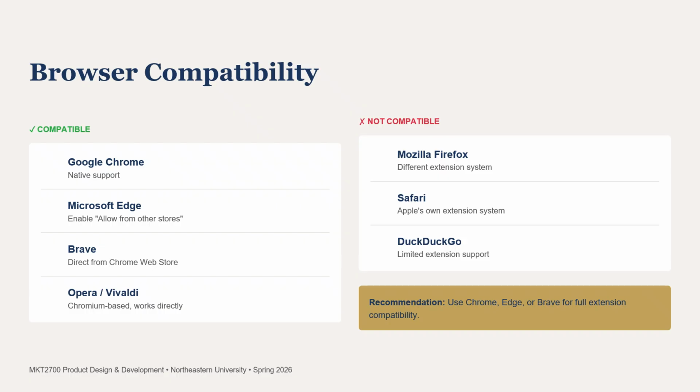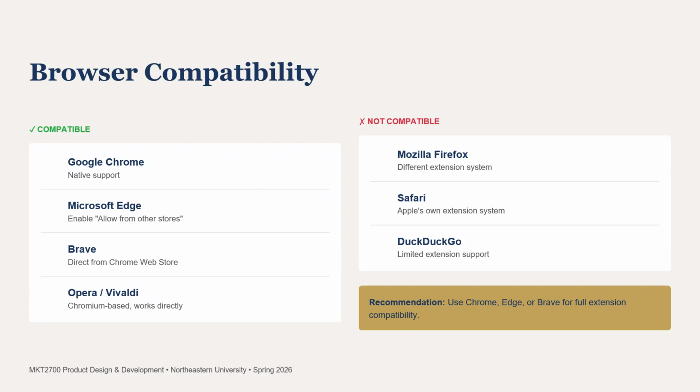Microsoft Edge users, good news. Edge is built on Chromium, the same engine as Chrome. Go to the settings, find Allow extensions from other stores, toggle it on, and you can install directly from the Chrome Web Store. Brave and Opera users, these are also Chromium-based, so Chrome extensions work directly. Just navigate to the Chrome Web Store and install.